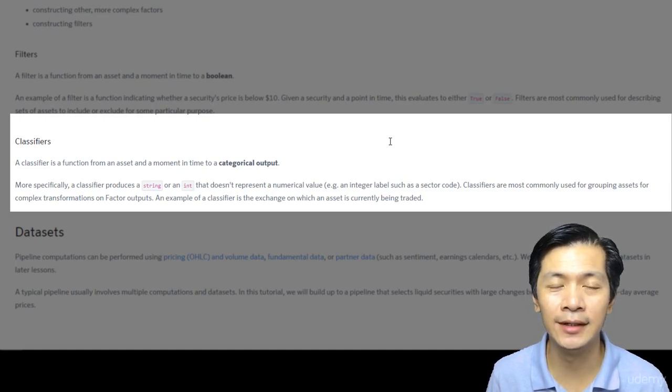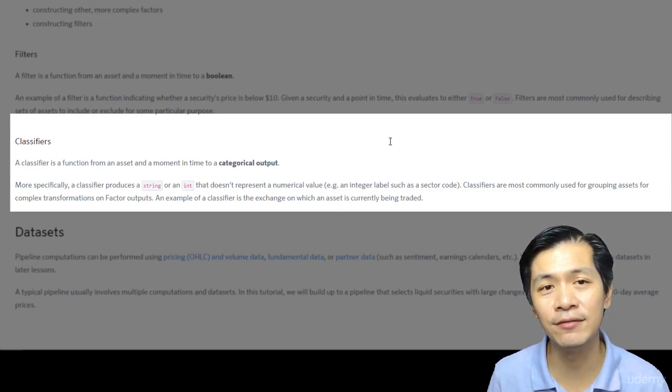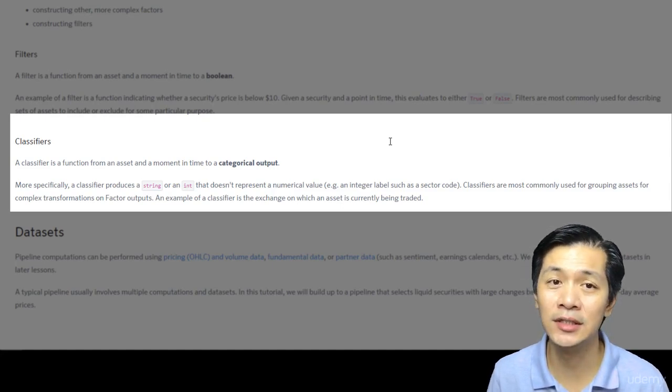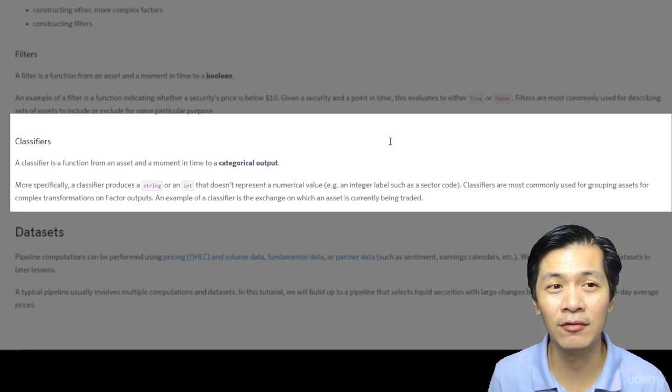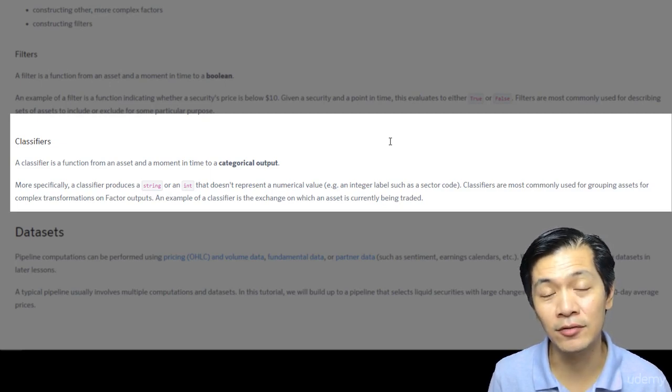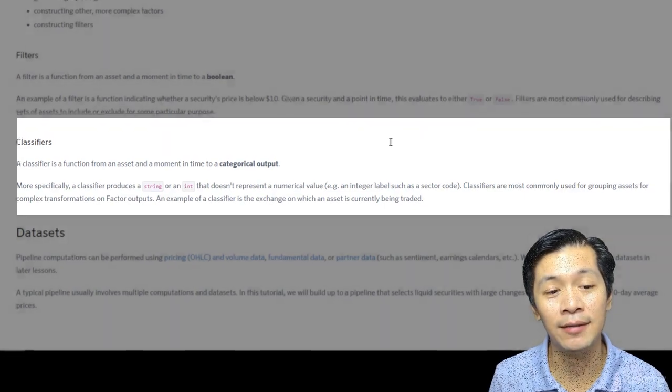The other common usage of a classifier is to rank stocks based on, let's just say, the example of price to earnings ratio. So you can rank them into 10 categories based on quantiles, deciles, and basically classify them that way.